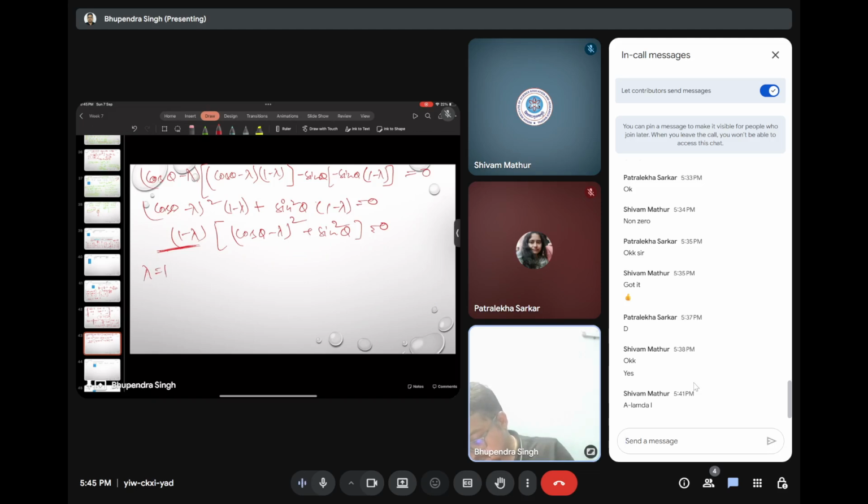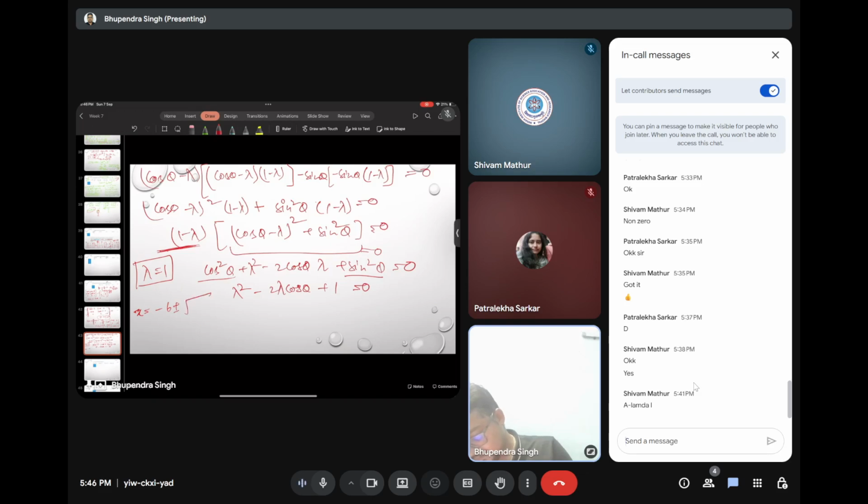So lambda could be 1, or this could be, and if this goes to 0, then we have to also find out. So cos square theta plus lambda square minus 2 cos theta lambda plus sin square theta is equal to 0. So this is equal to 1. Lambda square minus 2 cos theta lambda plus 1 equal to 0. So try to find out the roots.